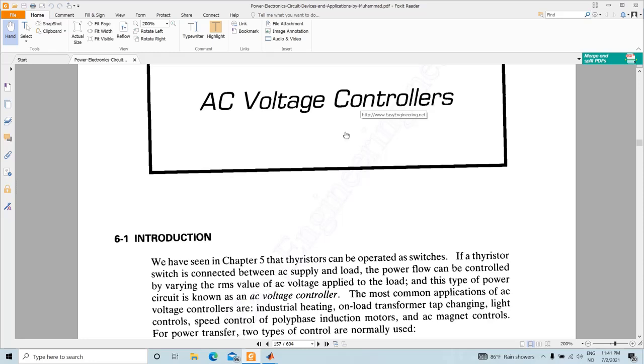Welcome to our first class after the mid exam, and we will start our topic, AC voltage controller, in the power electronics course. I will cover the book of Harun Rashid, chapter number 6.